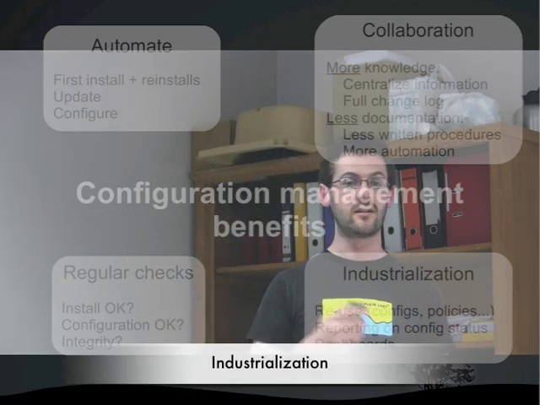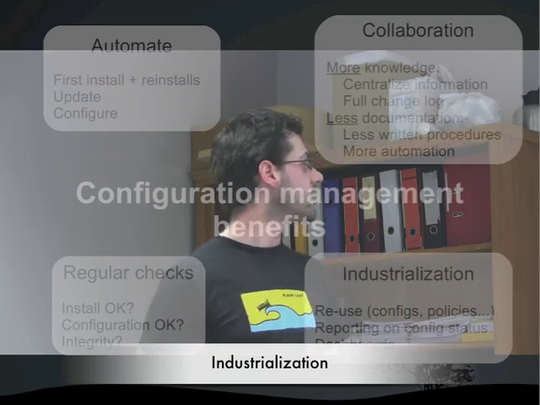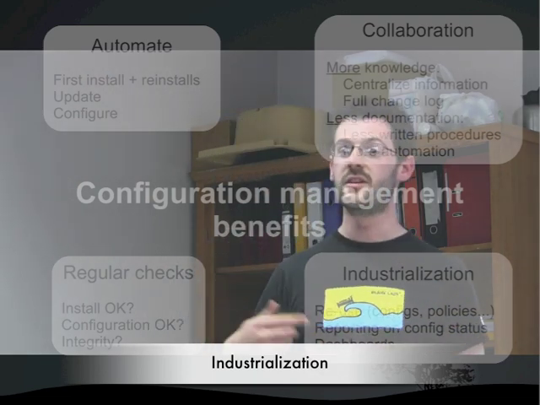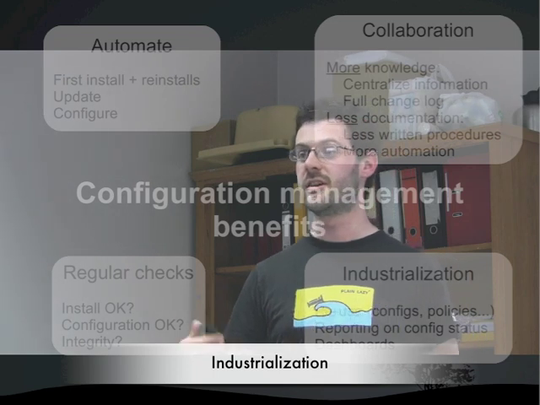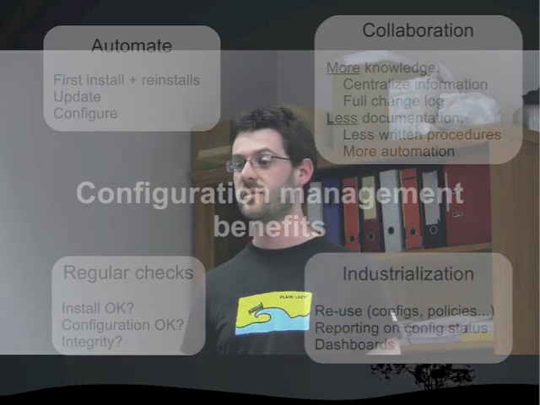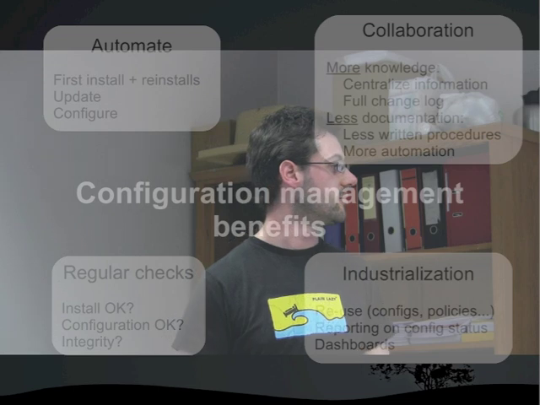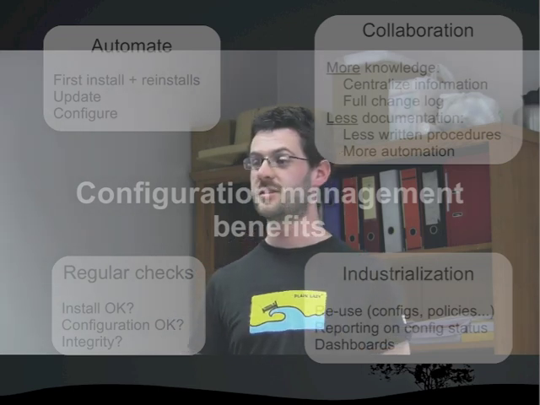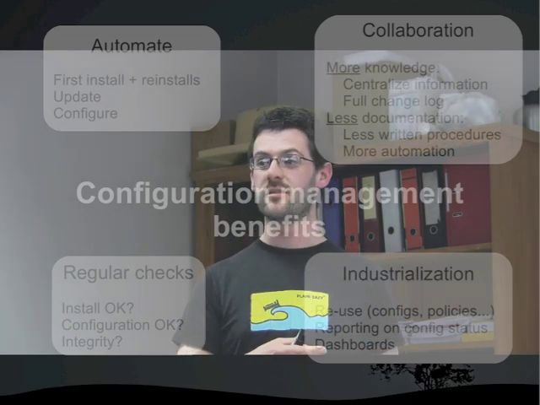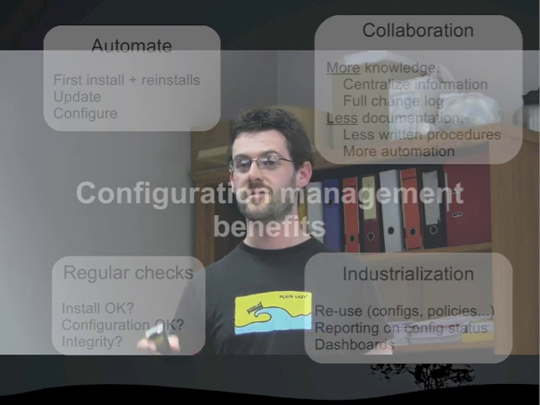So, last but not least, industrialization. Once you have everything you can automate, check regularly, you can start reusing these things. You don't have to recreate an SSH configuration every time you install a server. You don't have to guess how your servers are doing. You can actually get reporting to figure out whether your services are configured the way they should be.